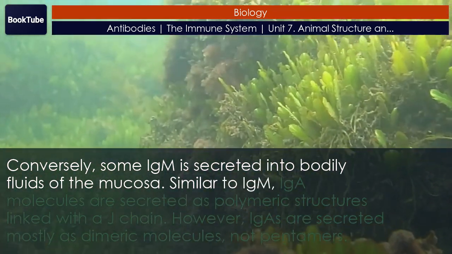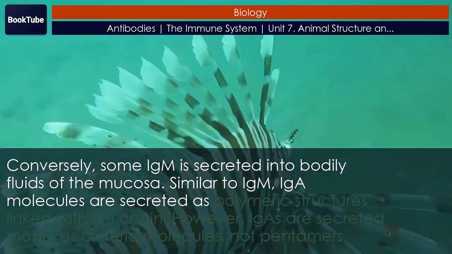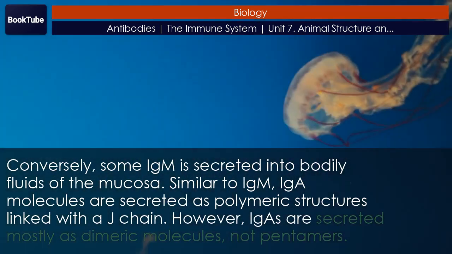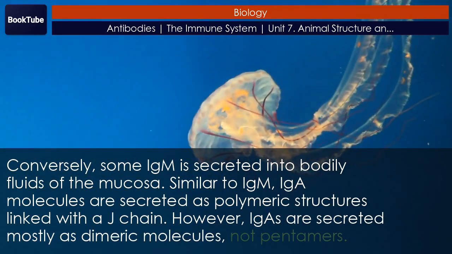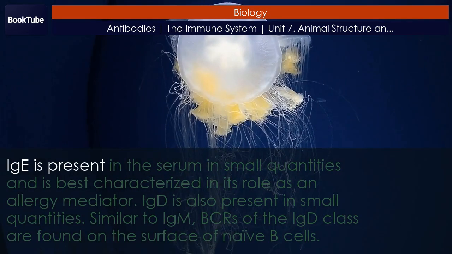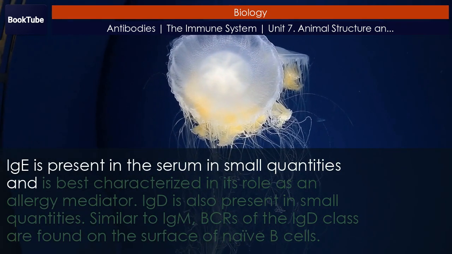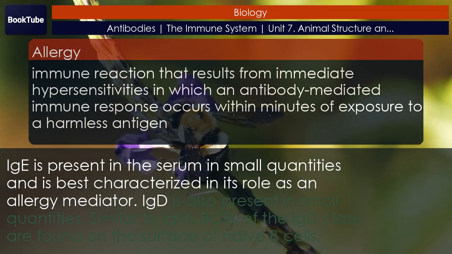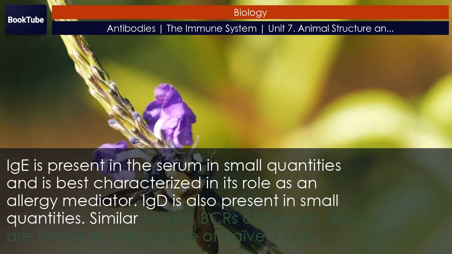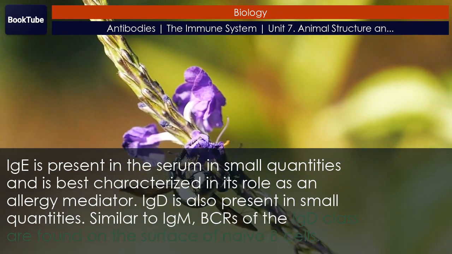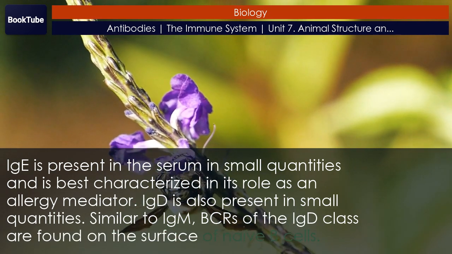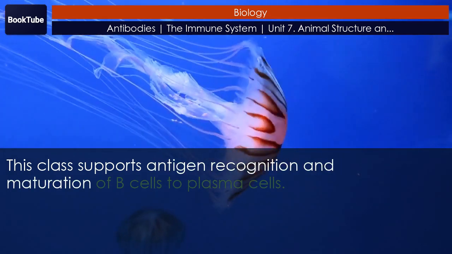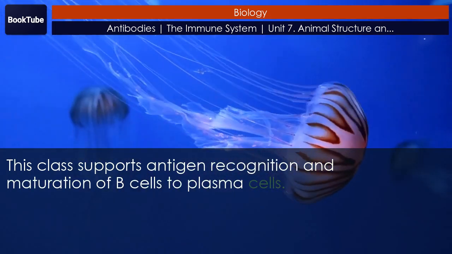Similar to IgM, IgA molecules are secreted as polymeric structures linked with a J-chain. However, IgAs are secreted mostly as dimeric molecules, not pentamers. IgE is present in the serum in small quantities and is best characterized in its role as an allergy mediator. IgD is also present in small quantities. Similar to IgM, BCRs of the IgD class are found on the surface of naive B cells. This class supports antigen recognition and maturation of B cells to plasma cells.